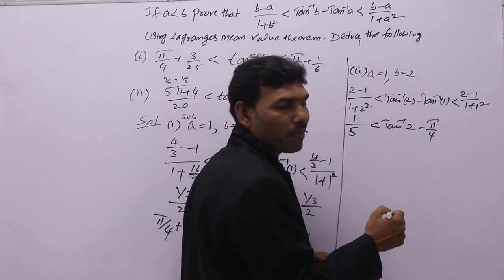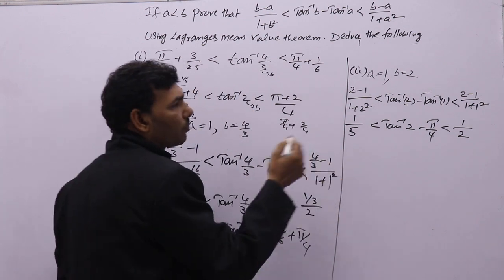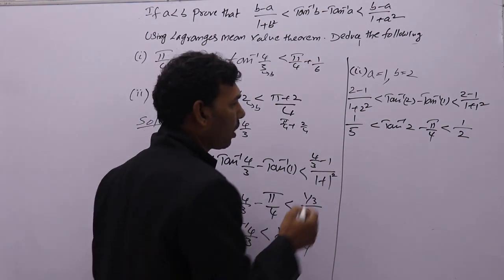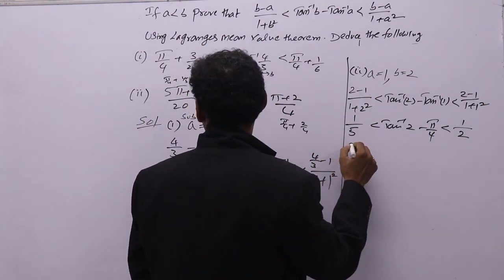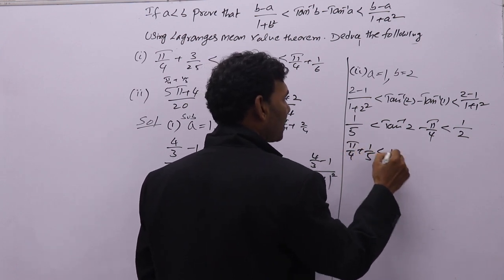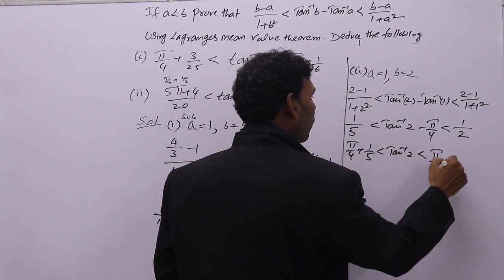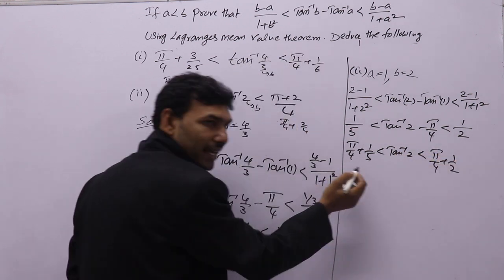Tan inverse 1 is 5 by 4, which is less than 1 by 2. Now add that pi by 4 on both sides. Pi by 4 plus 1 by 5 is less than tan inverse 2 is less than pi by 4 plus 1 by 2. If you want, you can take LCM.